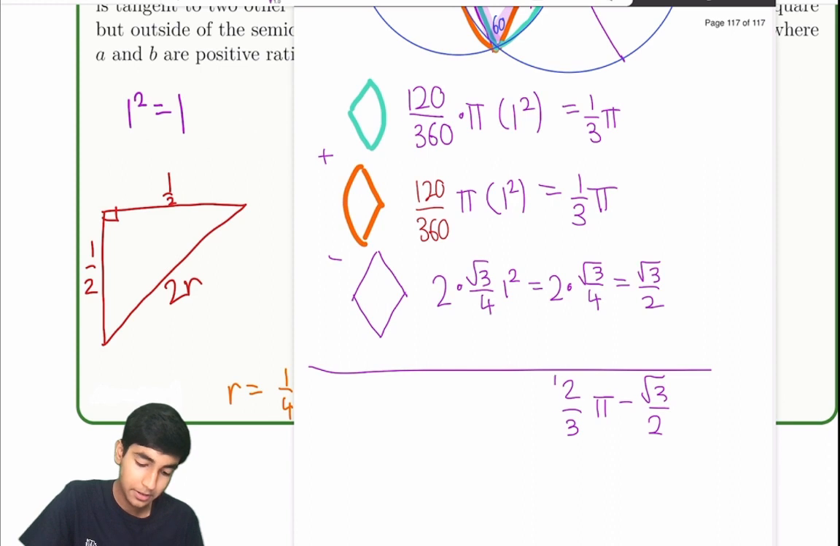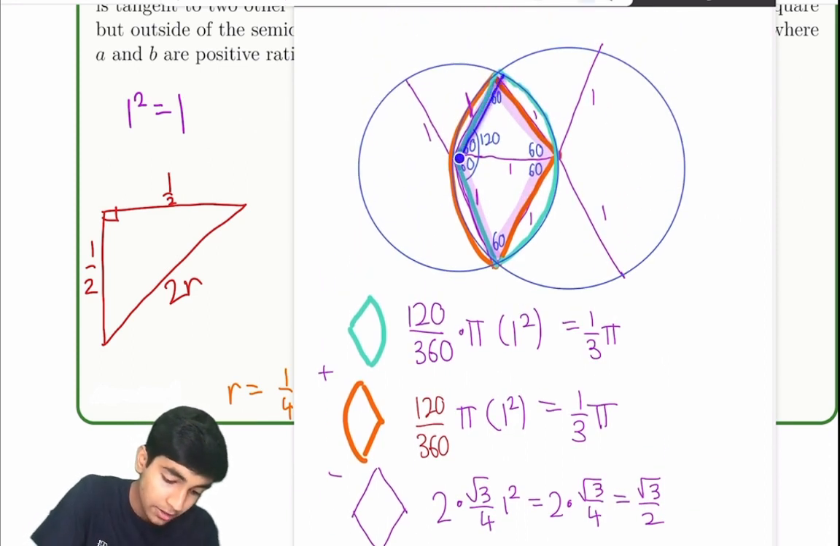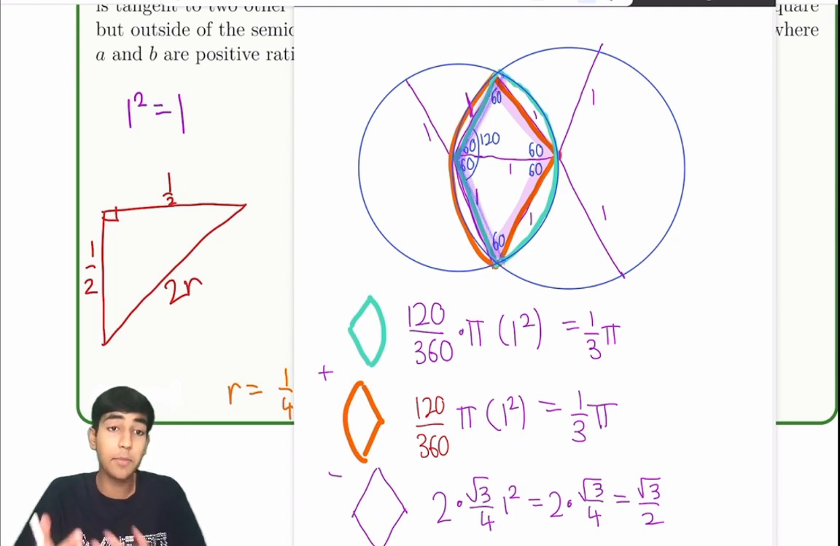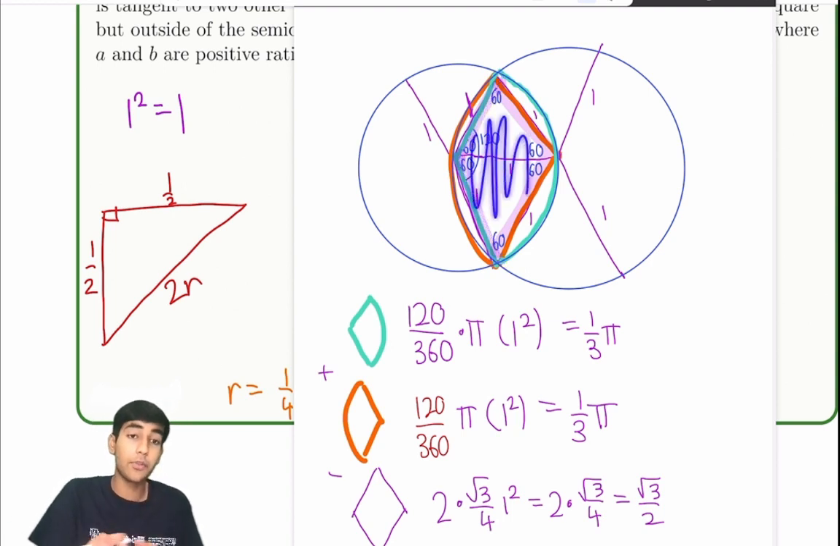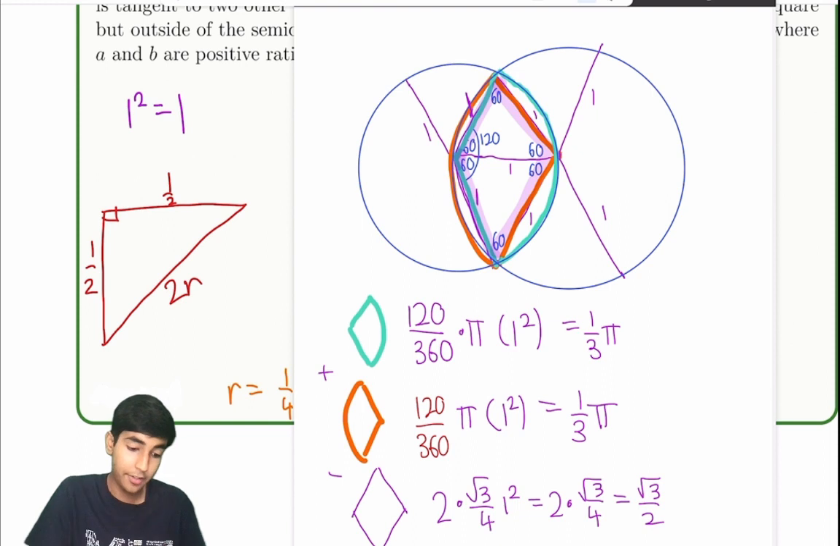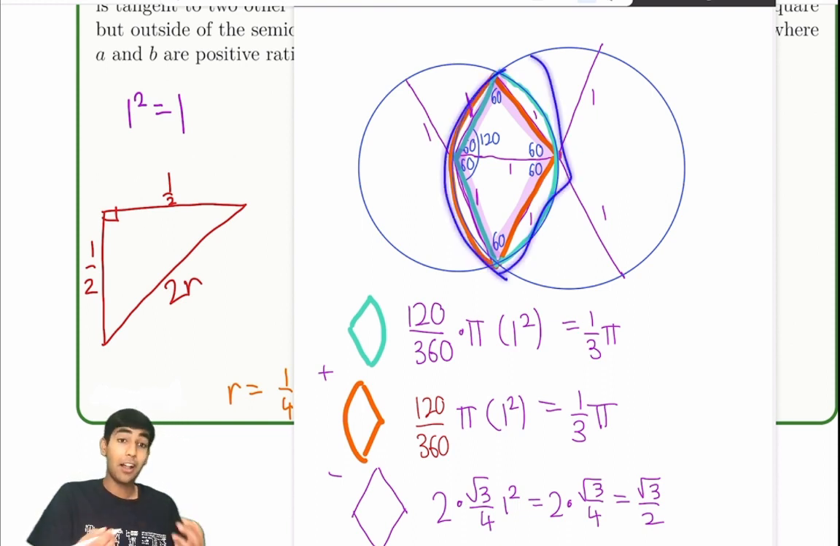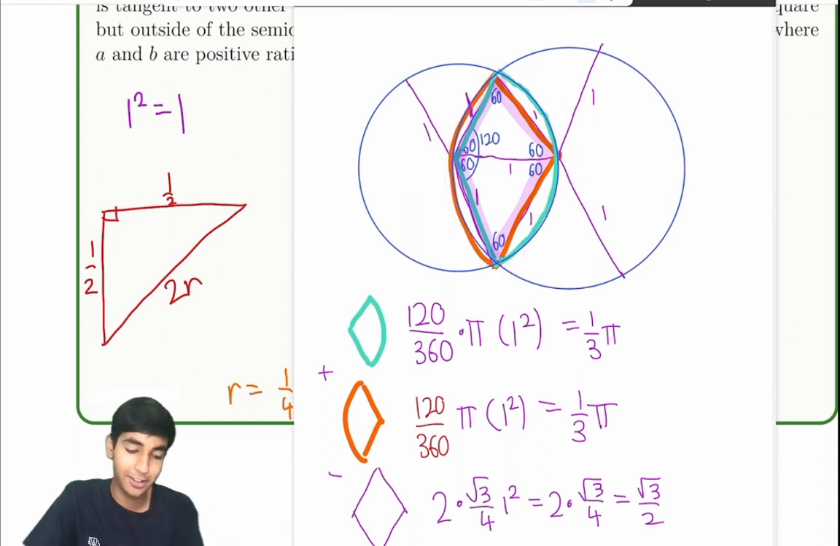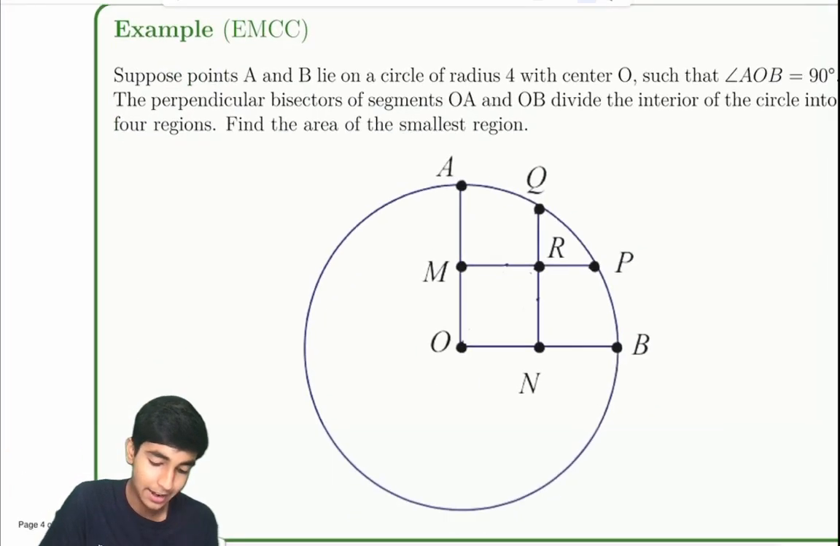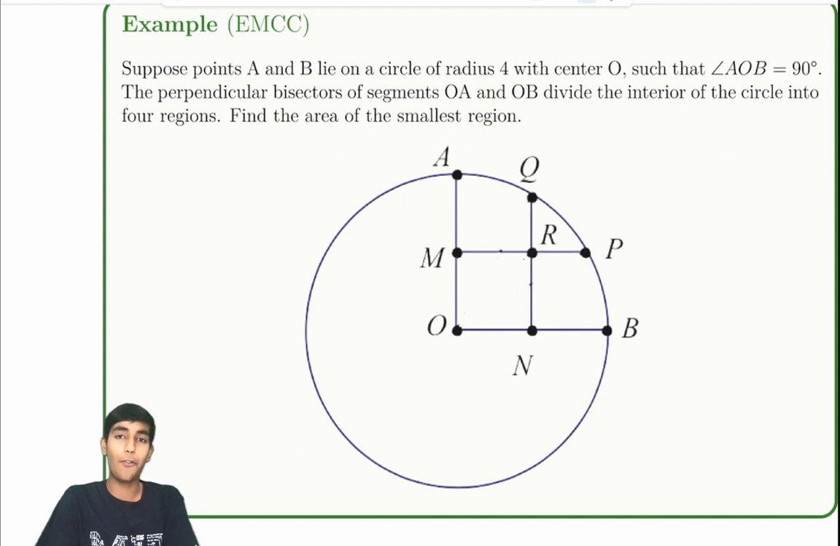This is the answer. The key idea for these types of problems is to break it down into regions, form circular arcs, and subtract the non-circular regions. That's often the case. This is a classic example of a lune, which is a cool concept in circular area. Now, let's move back and try this problem over here using a similar idea.